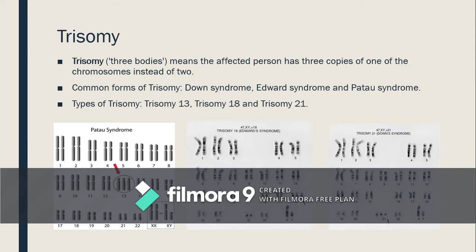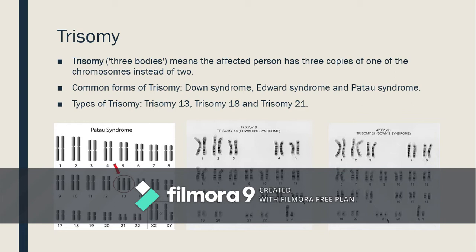Alright, the next term is trisomy, which will be our main focus. Trisomy, or three bodies, means the affected person has three copies of one of the chromosomes instead of two. This means they have 47 chromosomes instead of 46.